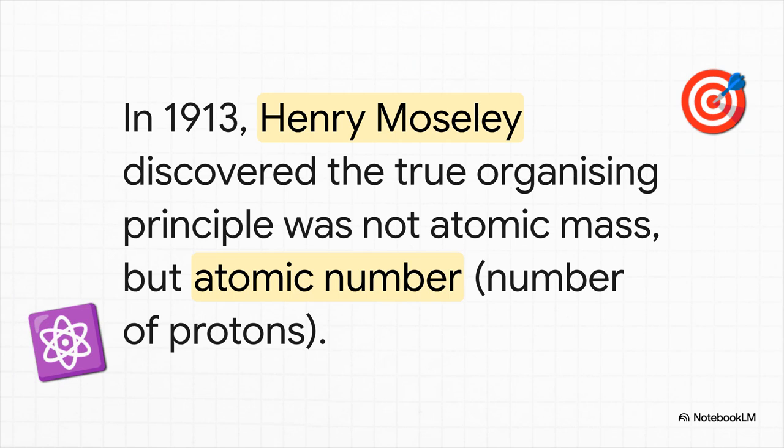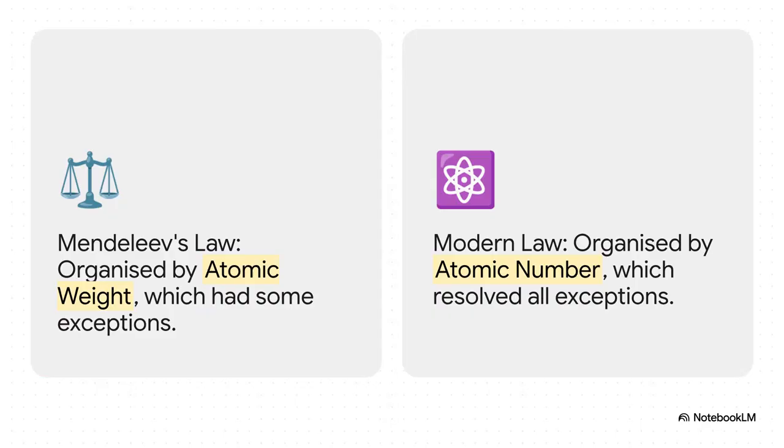The final piece of the puzzle arrived in 1913, thanks to an English physicist, a chap named Henry Moseley. He was working with X-rays, and he discovered that the true organizing principle wasn't atomic weight after all. It was something deeper, more fundamental, the atomic number, which, as we now know, is the number of protons in an atom's nucleus. And this was the fundamental shift that changed everything.